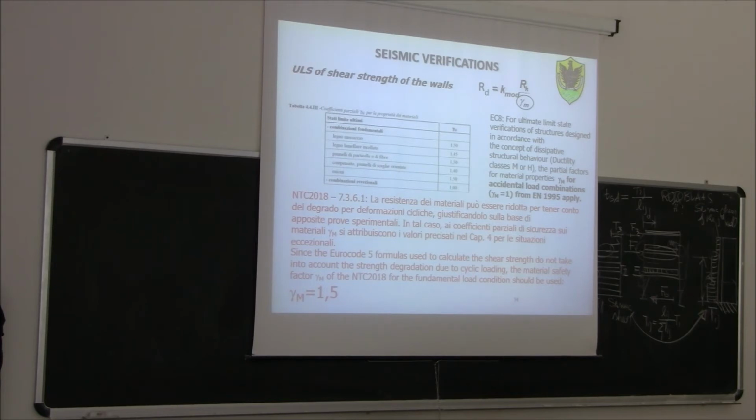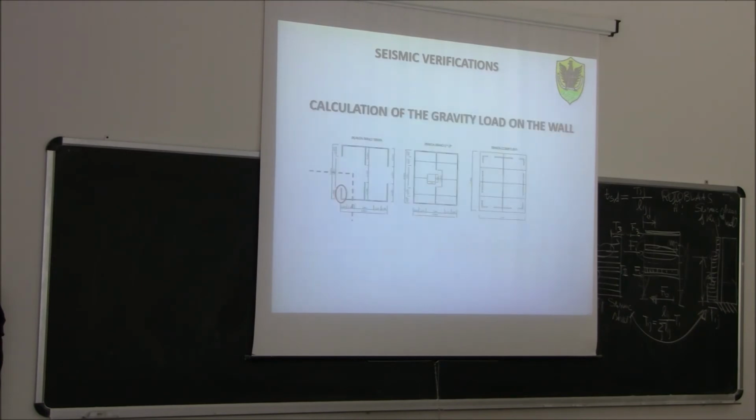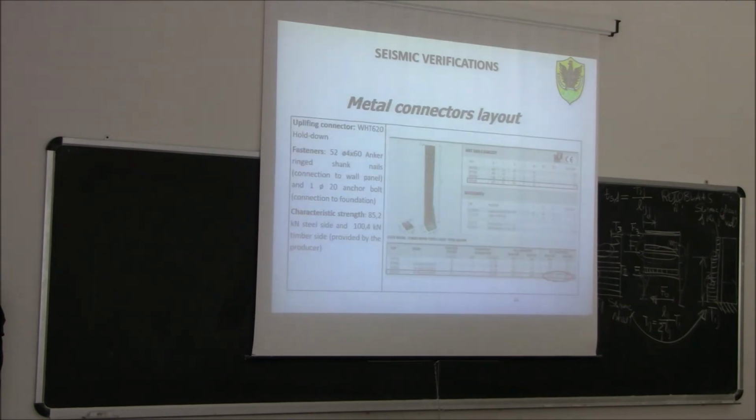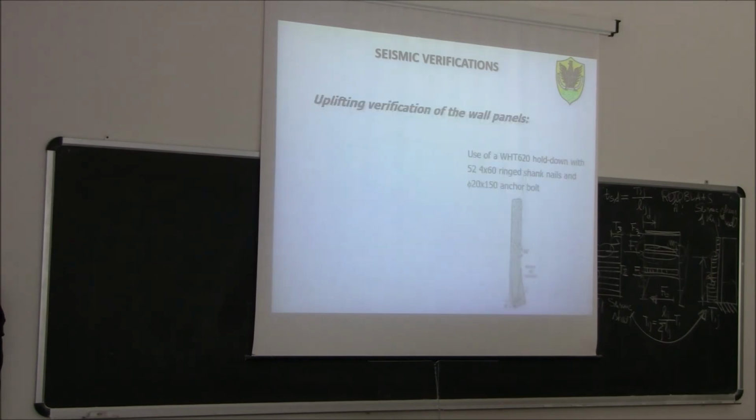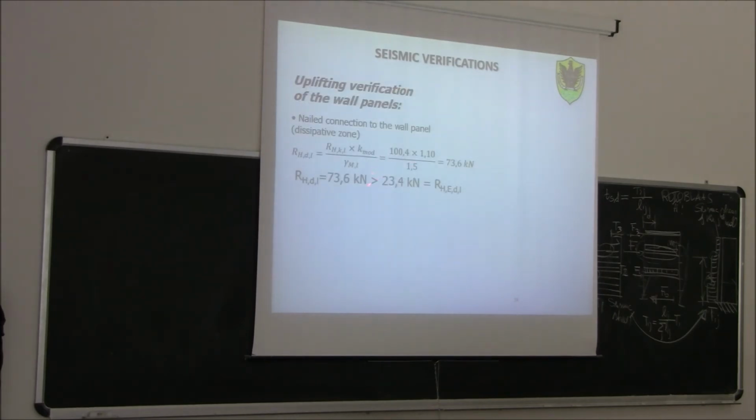So Rk for us is the value provided, 104 is the value provided by Rothoblaas. If you go back again, you remember we said that from the catalog of the producer, by using this hold down here, the characteristic value of the connection between the nails, so the nail connection between the hold down and the wall, is 104 kilonewtons. So this is the characteristic strength. So the design strength will be 104 times K-mod, which is 1.1, divided by the material safety factor. That could be assumed 1.45 now instead of 1.5. So we get 73.6 kilonewton.